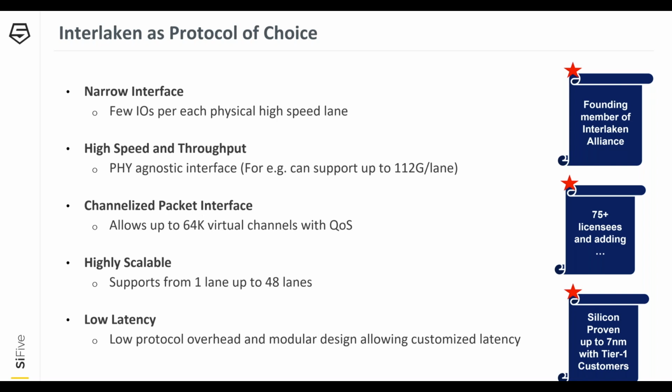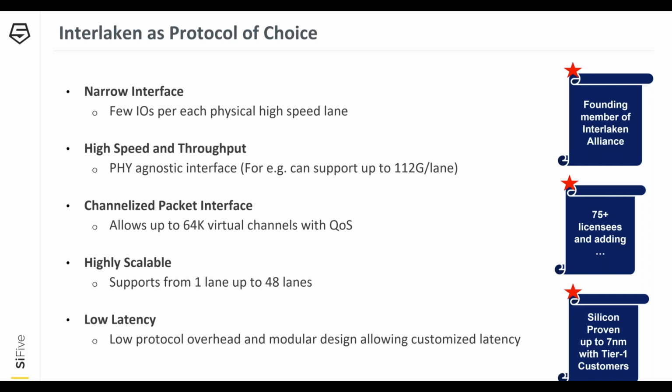Interlaken provides flow control and quality of service through almost 64,000 virtual channels. It is scalable up to 48 physical channels, so you can literally connect 48 chips together. Finally, the low protocol overhead offers a very small footprint core with a modular design, allowing customers a true configuration play on the latency and the functions.